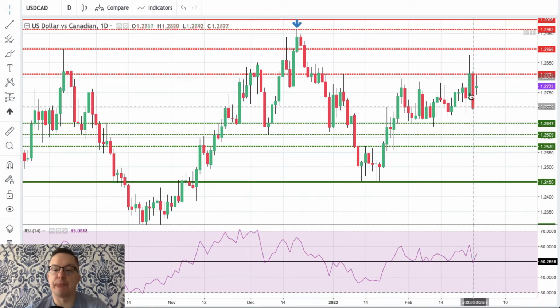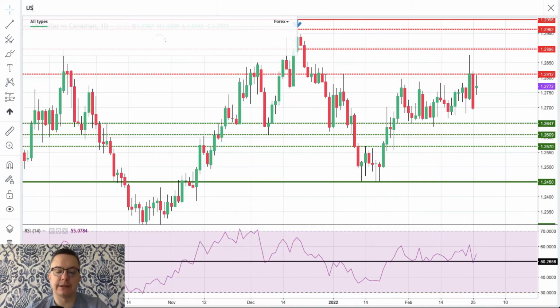1.2647. This is a bearish engulfing pattern, a very big bearish engulfing pattern, because it looks like the market participants are not ready to rally above 1.2812. So please keep an eye on this level on the USD CAD as well.